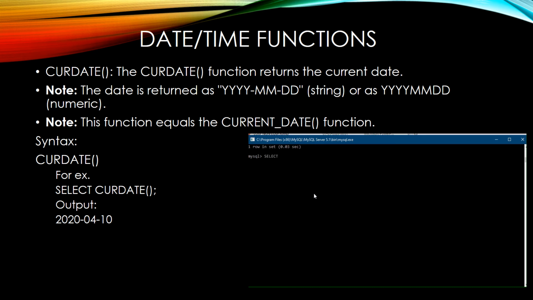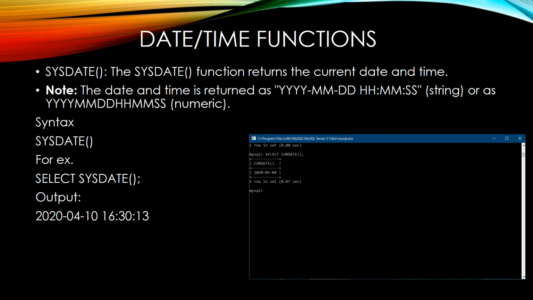You can use the current date function as select current date. It will return the current date. The format for MySQL is year, then month, then date. So this way you can check for the current date or today's date.